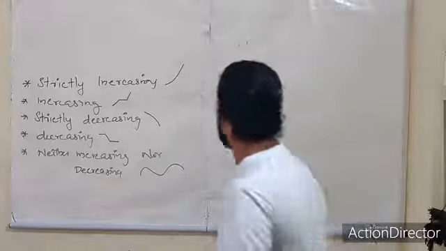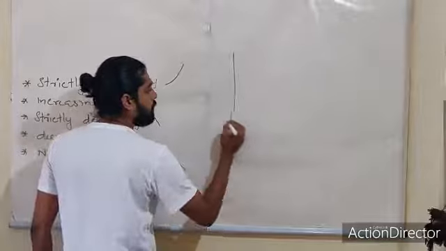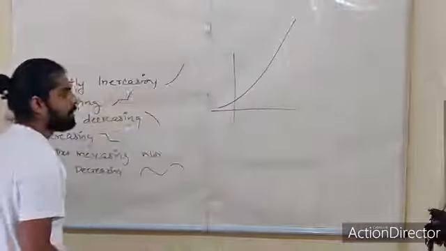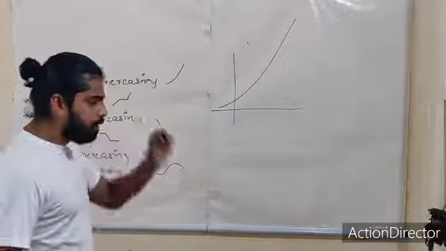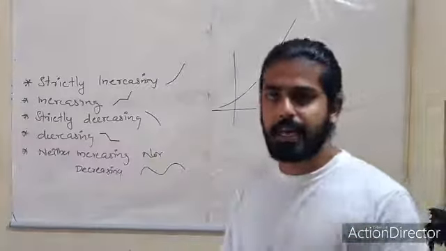So what is strictly increasing? Geometrically, suppose the graph of the function is always rising up, okay, then this is strictly increasing. The graph should never come down, it should always rise up in an interval, then we can say the function is strictly increasing in that interval.